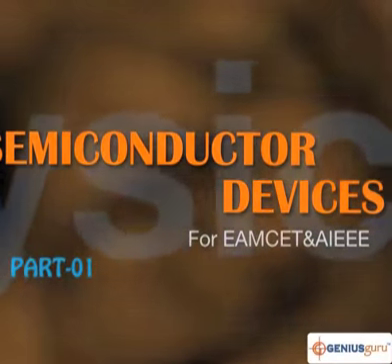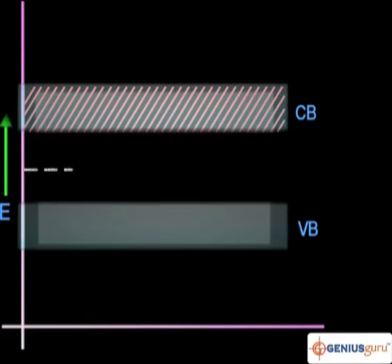Students, today we discuss semiconductor devices. First, we take some key concepts related to this topic. The conductivity of solids can be explained by band theory of solids. According to band theory, in solids, the discrete energy levels spread into two bands of energy levels.